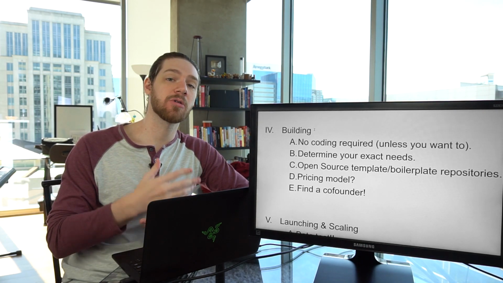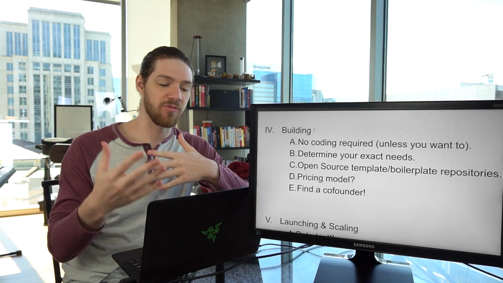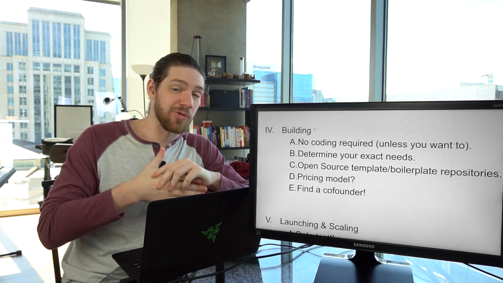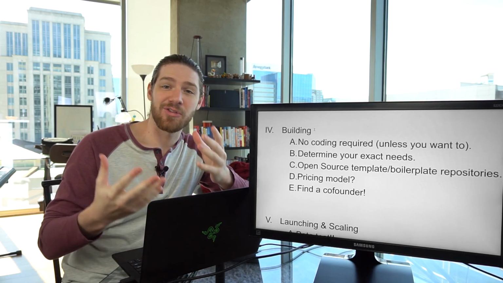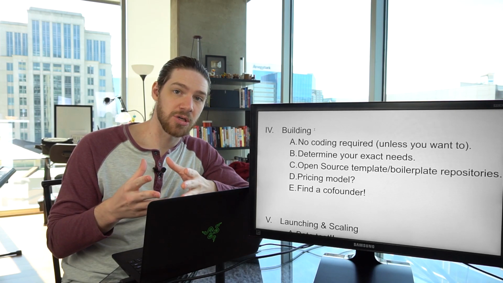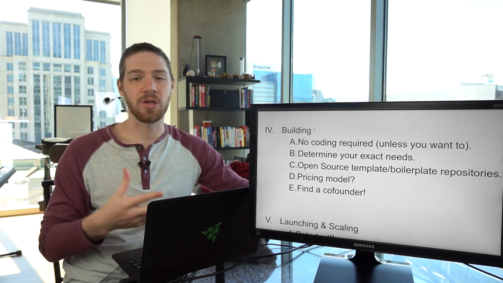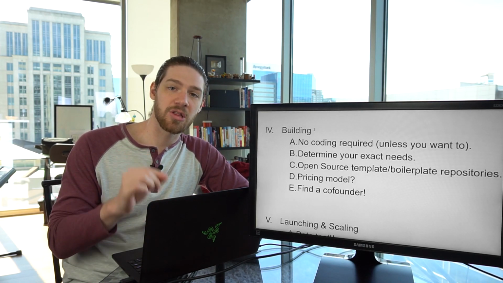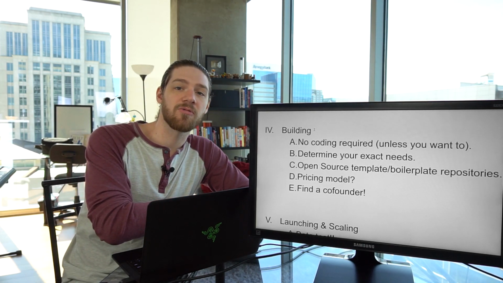Once you've found a co-founder, if you're gonna go that route, and once you've maybe found a boilerplate or a template you want to build on top of, and once you've determined all of your needs and everything that the software is going to do, then we can talk about actually launching the software. After you've built everything and everything's good to go, we've got green lights, then we can talk about launching and scaling the software. And that's what we're going to talk about in the next video.